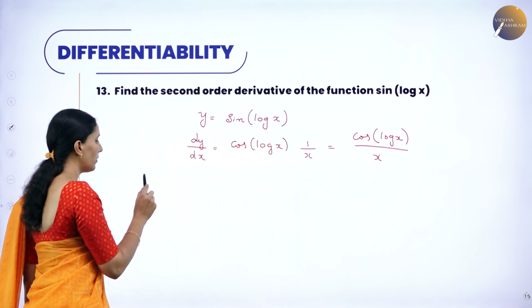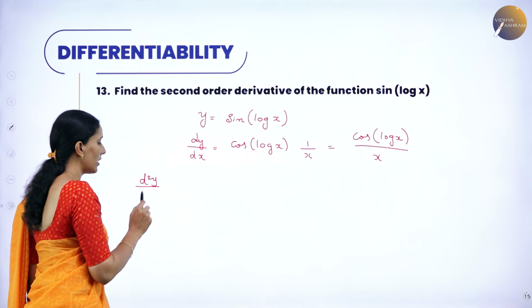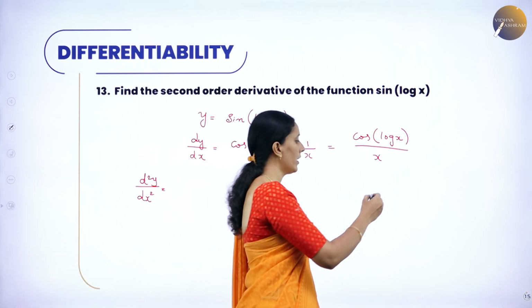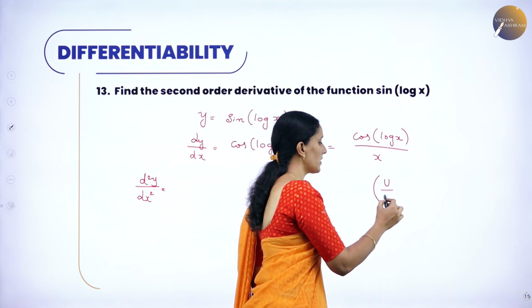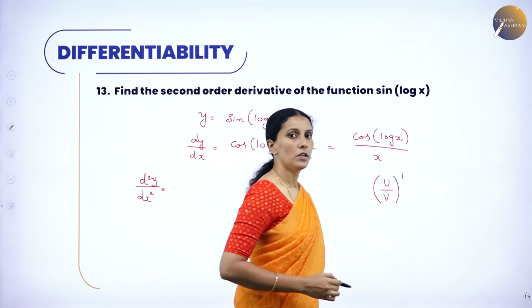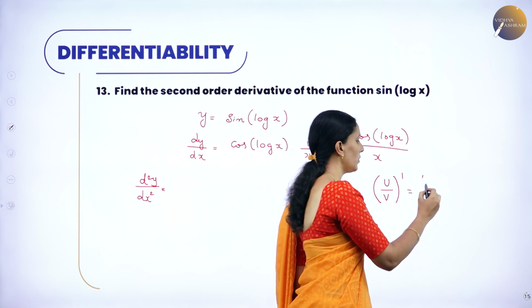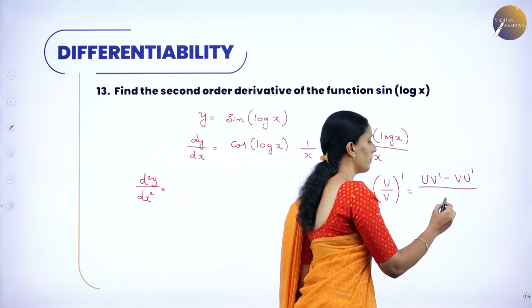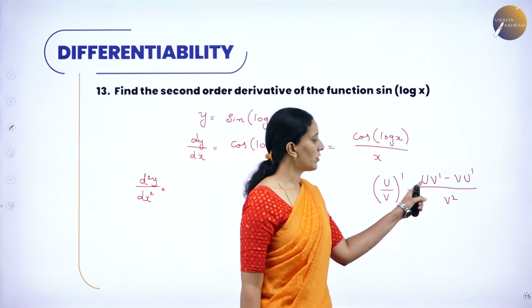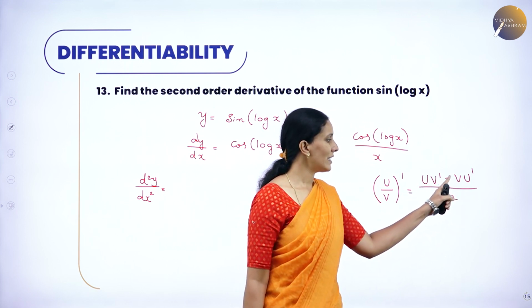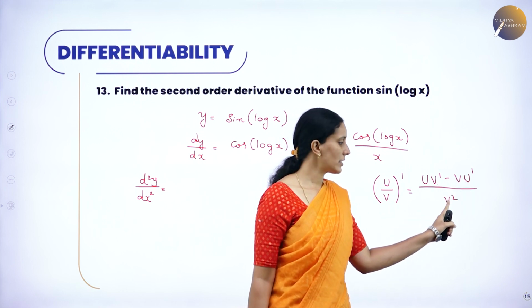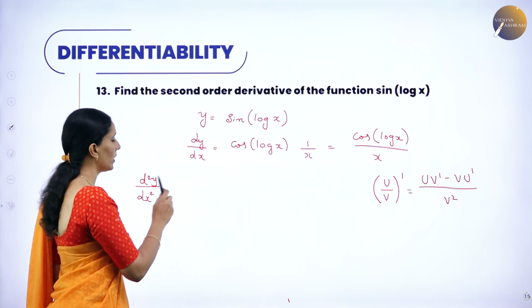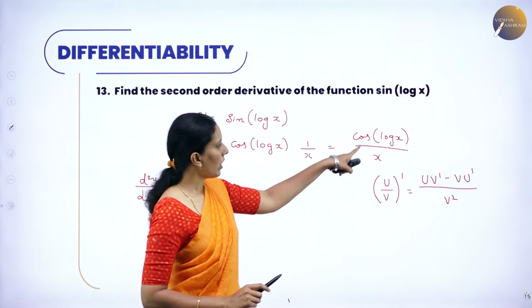Now I need to find out d square y by dx square, that is second order derivative. So now here we will apply the quotient rule, because the function is in the form of u by v. So what does the rule say? U v dash minus v u dash divided by v square. That is first function derive second minus second function derivative of first divided by square of the second function. So now applying this rule here. So this is u now, this is v now.